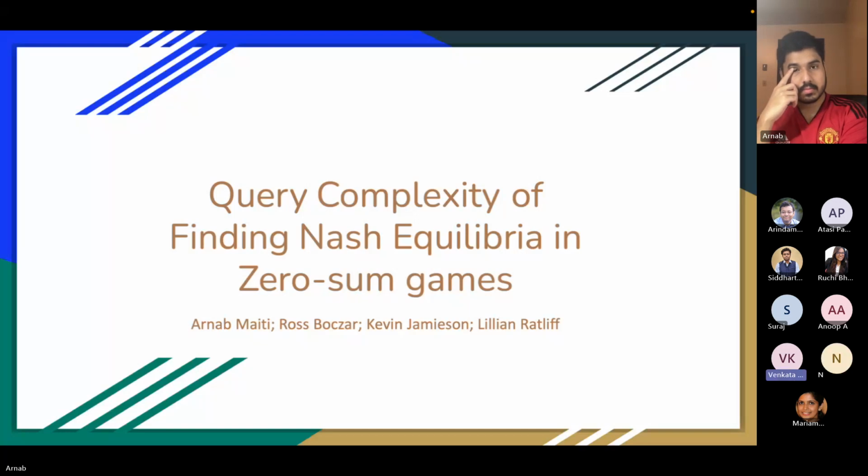Today he will be talking about query complexity of finding Nash equilibria in zero-sum games. Without further ado, I'll hand it over to Arnab. Yeah, thanks, Kevin. So I'll begin the talk. This is joint work with my collaborators at Washington University. It is on query complexity of finding Nash equilibrium in zero-sum games.